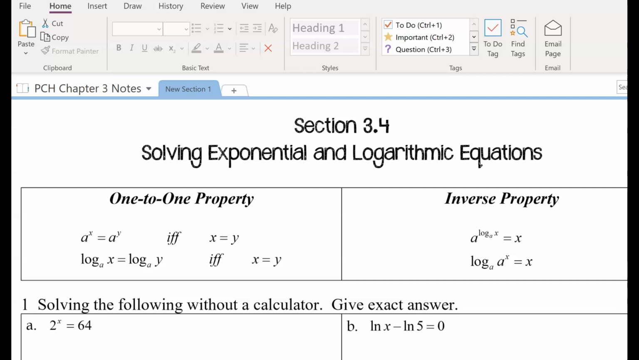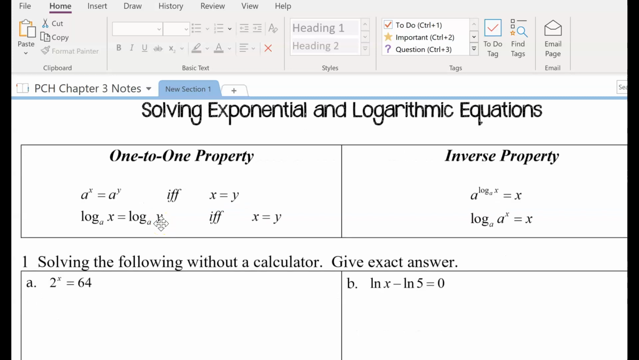This is Mr. Martin, and we are continuing with Chapter 3. We're going to move into Section 3.4, and we've done a little bit with this already. We're just going to go into a little more depth in this section. So, solving exponential and logarithmic equations.